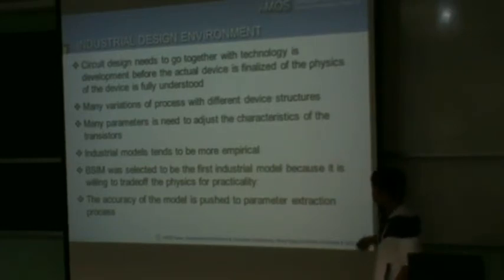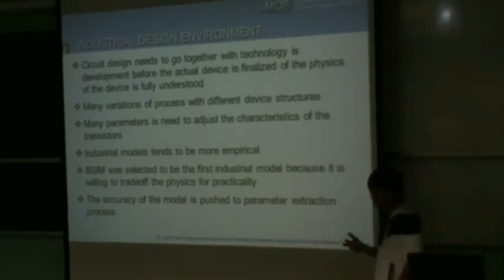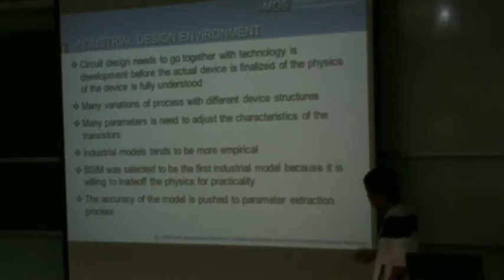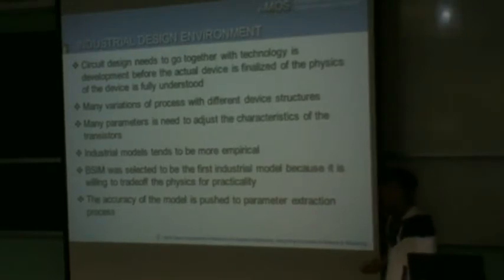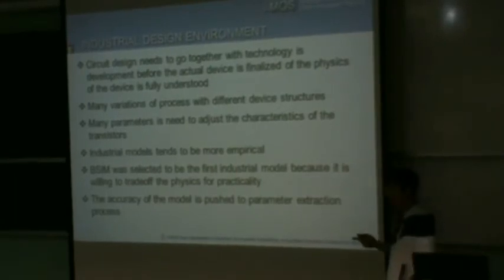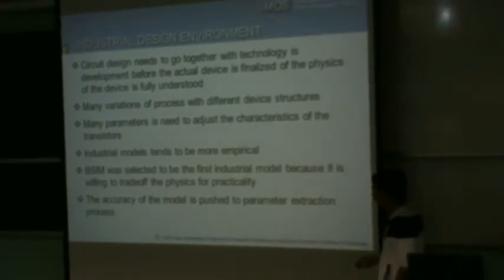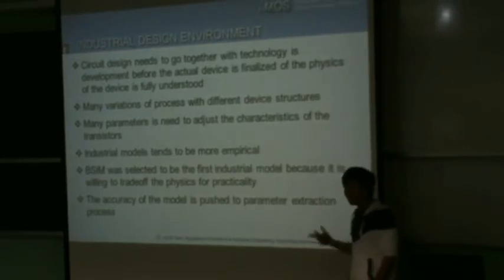Many models are so concerned about physics that they make everything lump together. It is not easy to modularize the structure, and not easy to add new parameters into the model. As a result, they are less practical for industrial usage. In that case, the model is not very accurate. So basically the model is getting closer to something called universal curve fitting, and the accuracy of the model is being pushed to the parameter extraction process. The model does not need to be accurate. As long as you have enough parameters, you can fit almost anything.